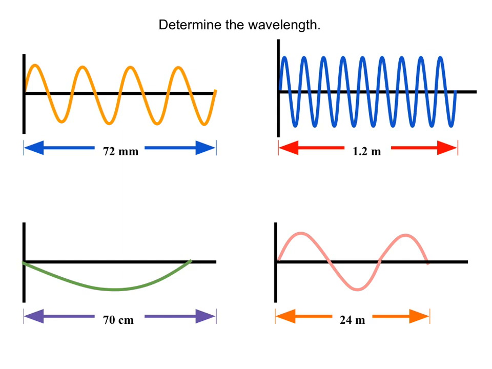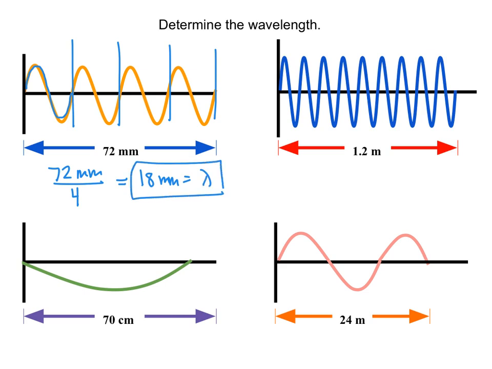For this first one, hopefully you can see that there are 4 complete waves. If I start here, I go up, come down, and then come back again to the original position. That's one wave. Then you do it again, and again, and again. So there are 4 waves making up this picture. One wave would have a length of 72 millimeters divided by 4, or 18 millimeters. So that would be one wavelength.